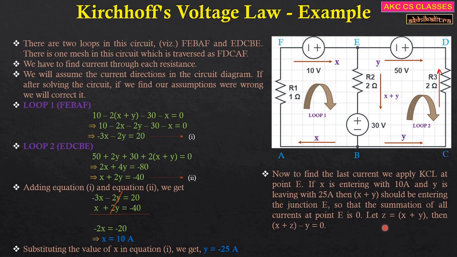So what we do is that we assume that x plus y is equal to z, and then we can say that x is entering the junction, and z is also entering the junction. So x plus z are both positive in nature. x plus z minus y will then be equal to 0. Now we put x equal to 10. We don't know the value of z, and the current that is leaving the junction has a value of 25 ampere.